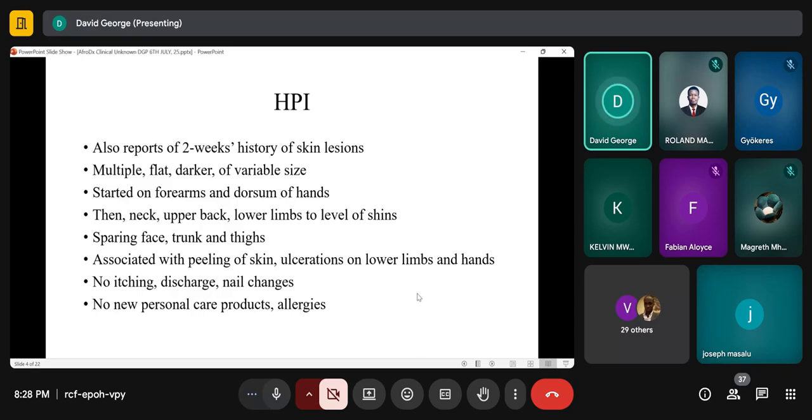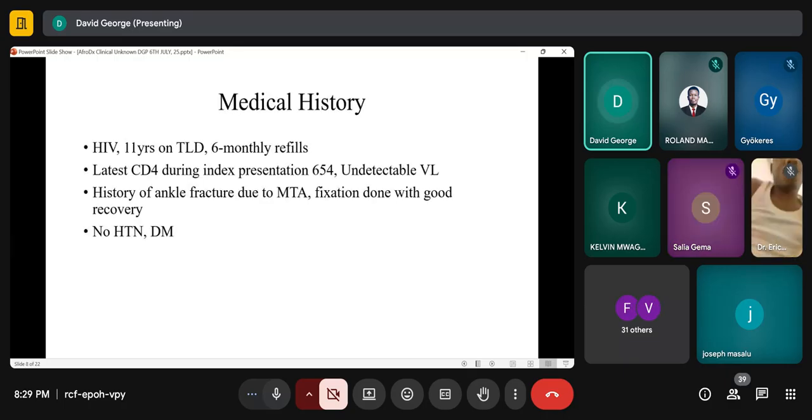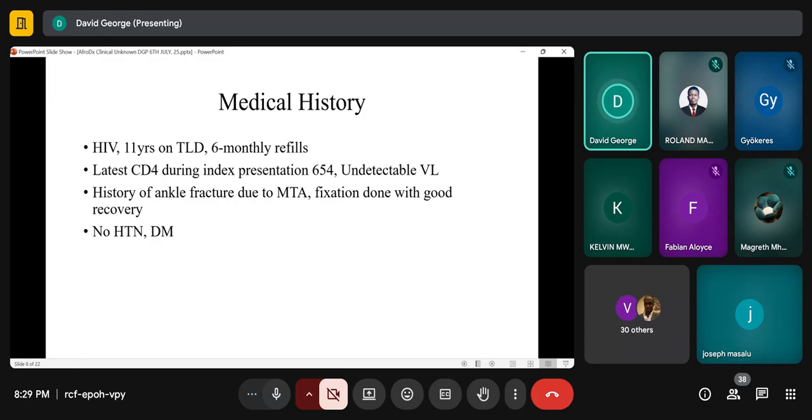So we go to other components of the history. On medical history, this patient has HIV for 11 years on TLD. Initially it was TLE and then switched to TLD with the entry of dolutegravir in the first line regimen. Currently he does 6 monthly refills. Latest CD4 count, which was done during the index presentation, was 654, and the viral load was undetectable. He has a previous history of an ankle fracture due to a motor traffic accident about 6 years back, and internal fixation was done with good recovery. No chronic illnesses like hypertension or diabetes.